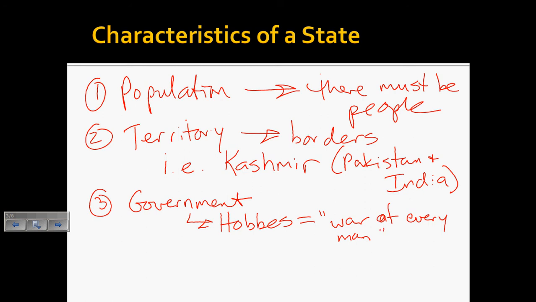The fourth characteristic of a state, as outlined in our book, is this idea of sovereignty.